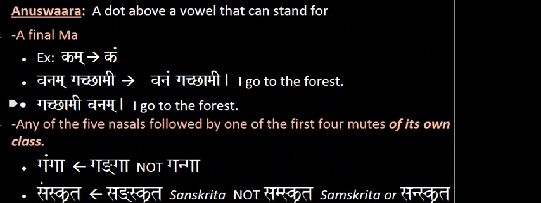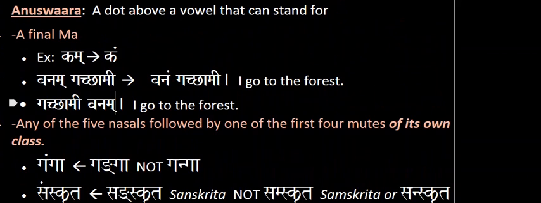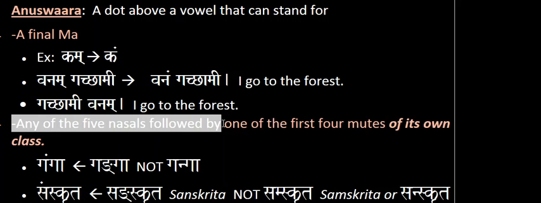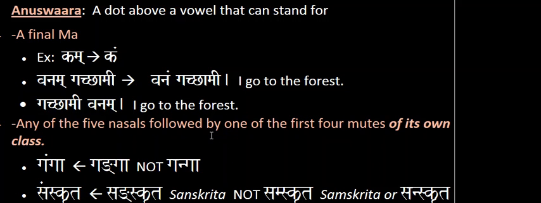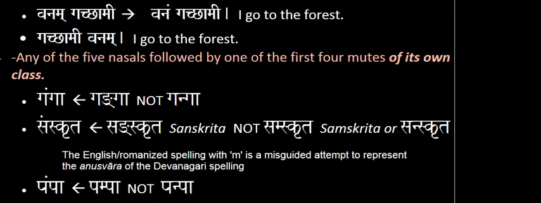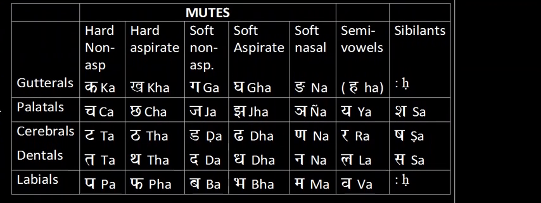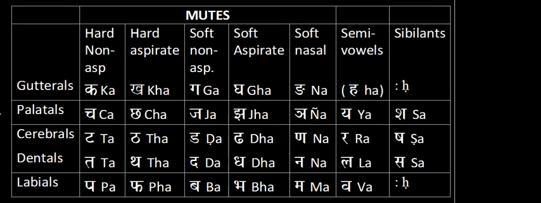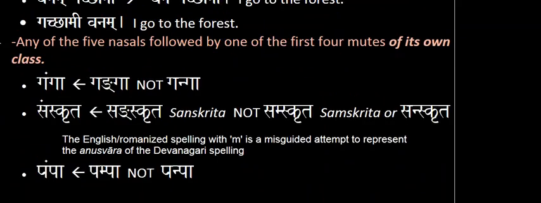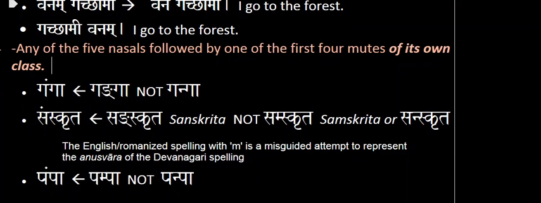Now, for the next reason for using an anuswar. A dot above a vowel can stand for any of the 5 nasals followed by one of the first 4 mutes of its own class. What class are we talking about? Now we're going to see the importance of why we have to remember the consonants in this order. The gutturals, the palatals, the cerebrals, the dentals, and the labials, these are the classes that this rule is talking about. So any of the 5 nasals followed by one of the first 4 mutes of its own class.